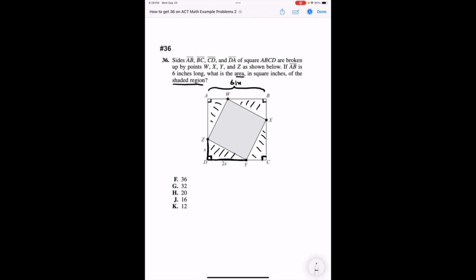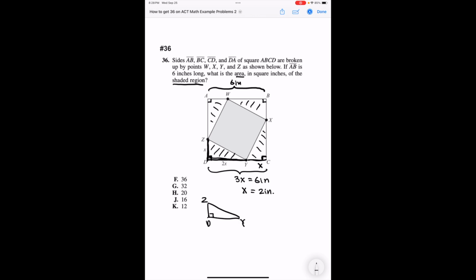Meaning if DZ is X, then YC must also be X. So basically this is saying DC is equal to 3X, and this, remember, is 6 inches. So X is equal to 2 inches. Now that we know that, let me enlarge this triangle right here. That triangle was DYZ.